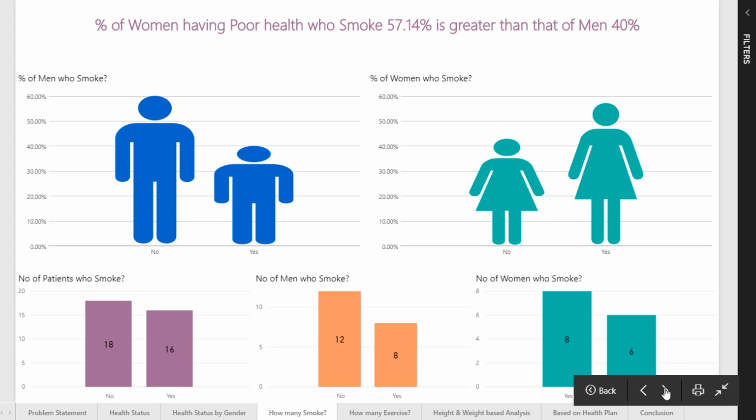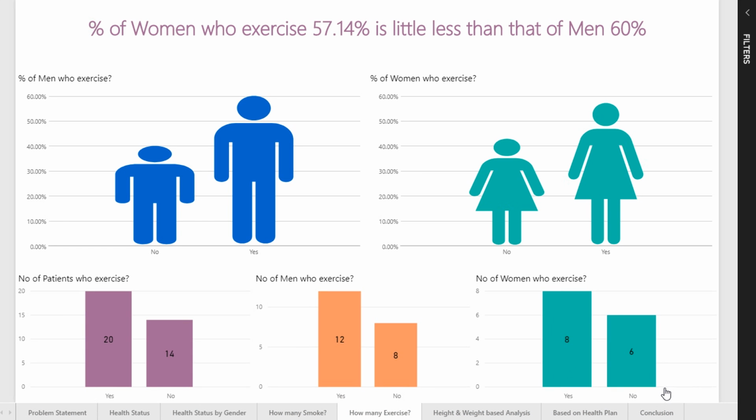Now, analyzing the data further in terms of people who exercise and who don't, in a similar visualization pattern as in the case of smoking, we can understand that the number of men who exercise is very less, that is 40%, and the number of men who don't exercise is greater, that is 60%.